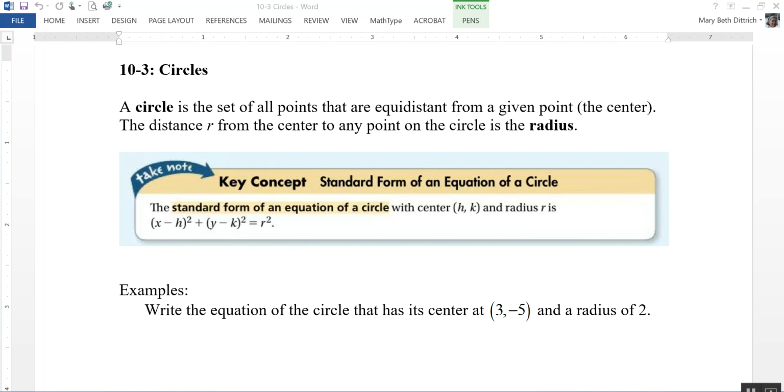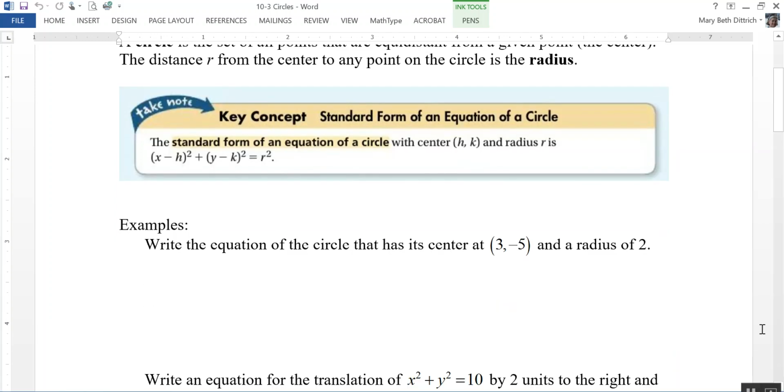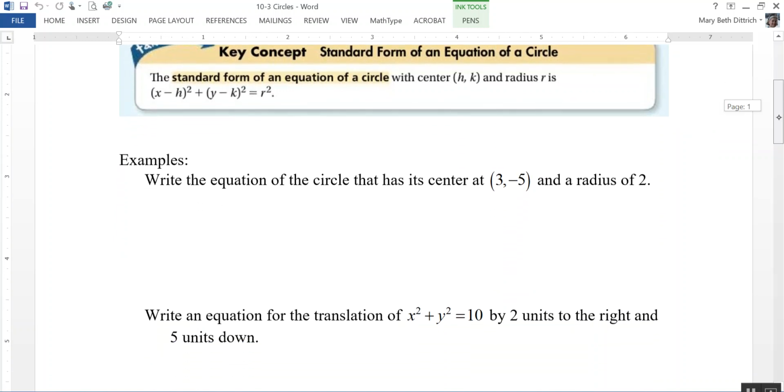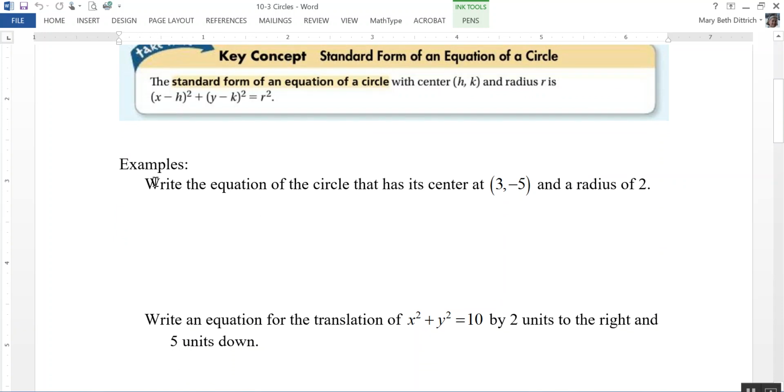Let's take a look at a couple examples here. Write the equation of the circle that has its center at (3, -5) and has a radius of 2. So that means that my h is going to be equal to 3, my k is equal to -5, and my r is equal to 2.